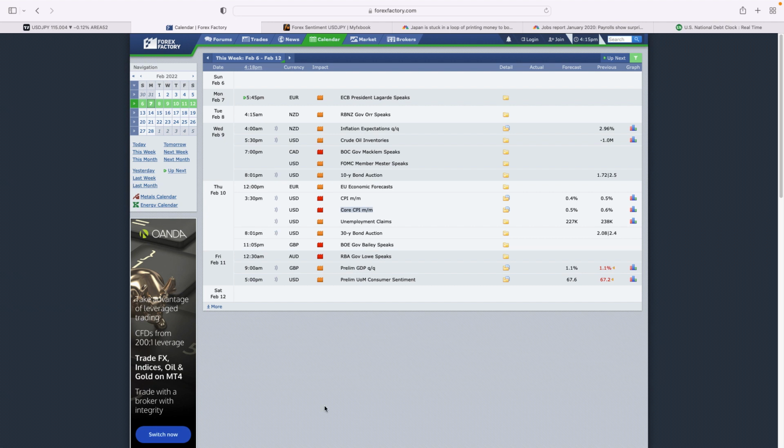Now for those of you that might not be familiar with the difference between the CPI and the core CPI: the CPI, first of all, is all urban consumers, all items less food and energy. It is an aggregate of prices paid by urban consumers for typical baskets of goods. So this basically tells us what the consumer spendings are, what their current spending habits are.